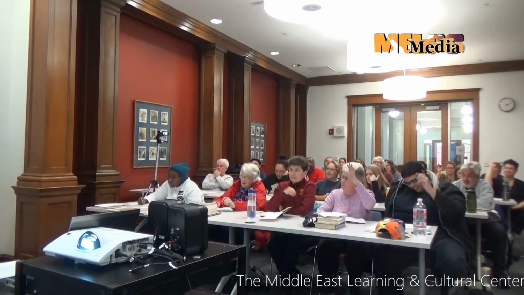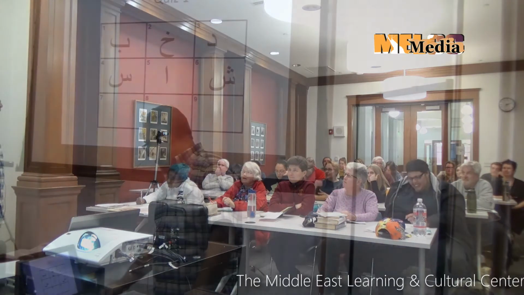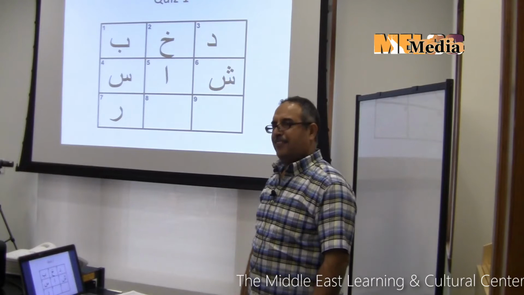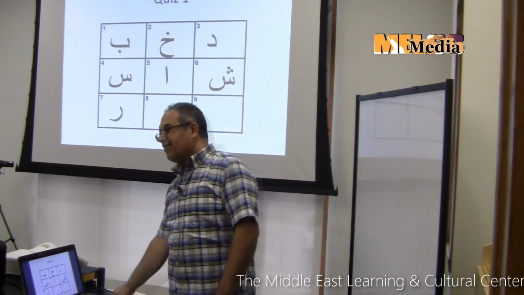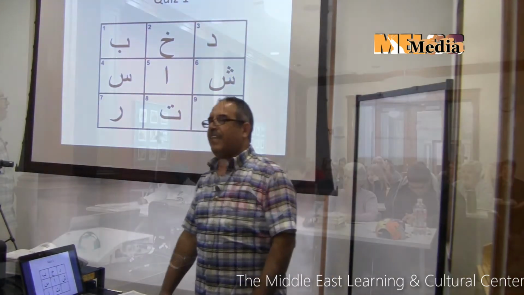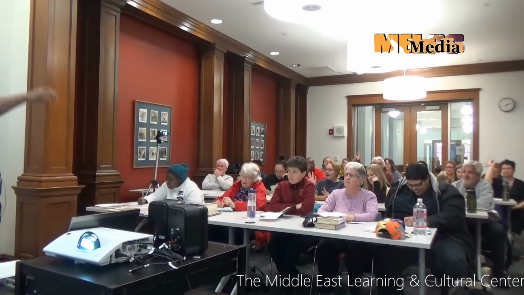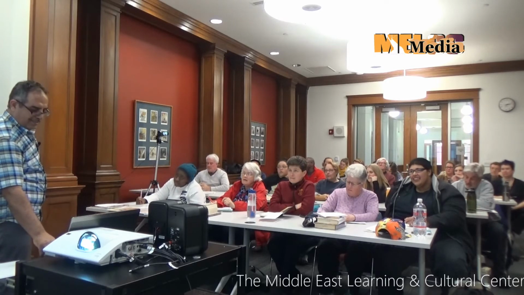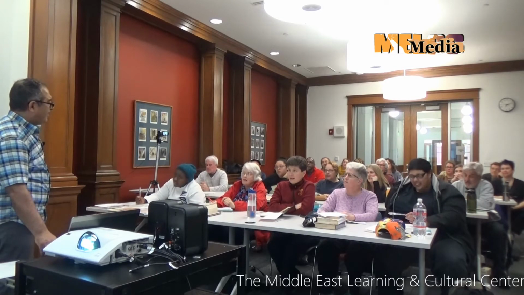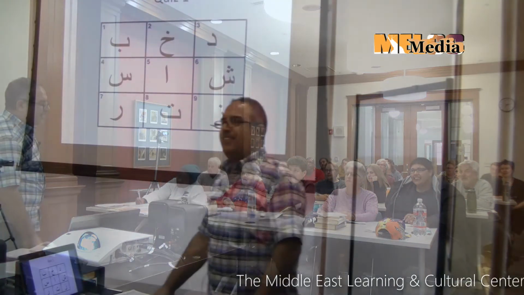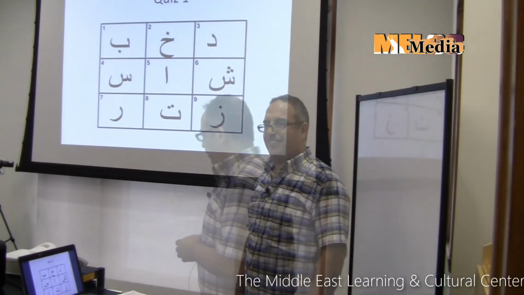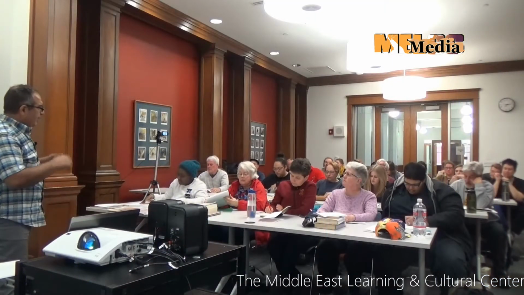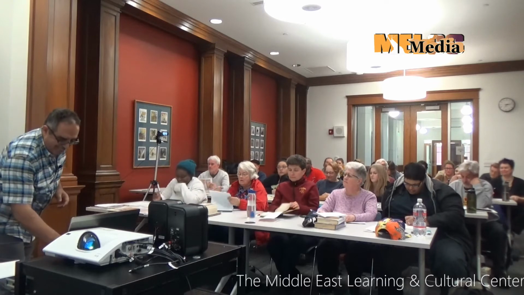Number 6, sheen. That's a tricky one between seen and sheen with the dots. Ra. Good, perfect. Ta. Come on, don't be shy. Number 9, last one. What was it again? Zai. Oh yeah. Good job, guys. All right, I think that's it for that. And congratulations to whoever got the highest score.